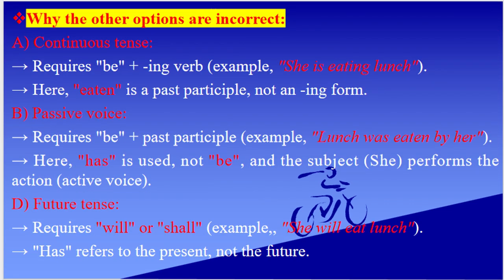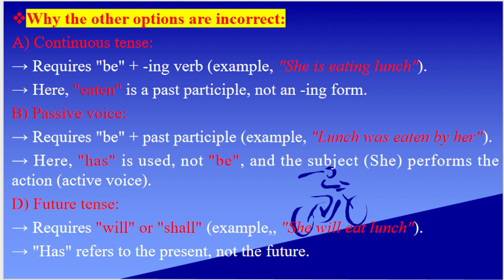A. Continuous tense requires be plus an ing verb. Example: she is eating lunch. Here, eaten is a past participle, not an ing form. B. Passive voice requires be plus past participle. Example: lunch was eaten by her. Here, has is used, not be, and the subject she performs the action, so it is active voice. D. Future tense requires will or shall. Example: she will eat lunch. Here, has refers to the present, not the future.